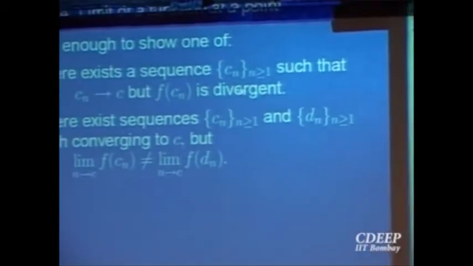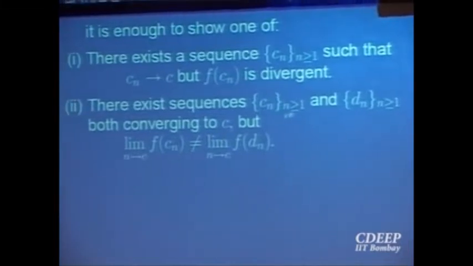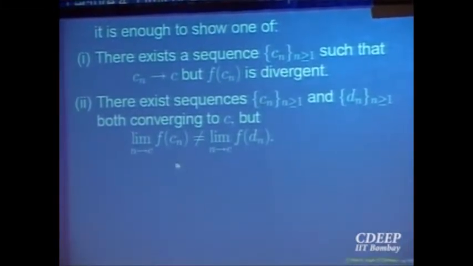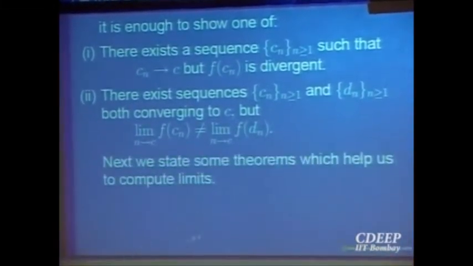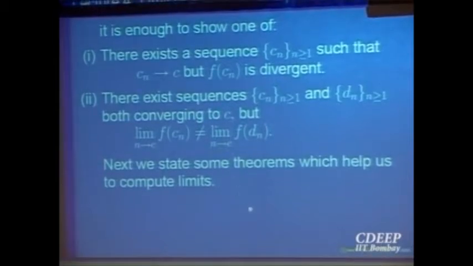Okay, so that is what I have written here. Either you can produce a sequence which converges to c, but f of c_n is divergent, or produce at least two different sequences so that their limits are different, but both converge to the point c.